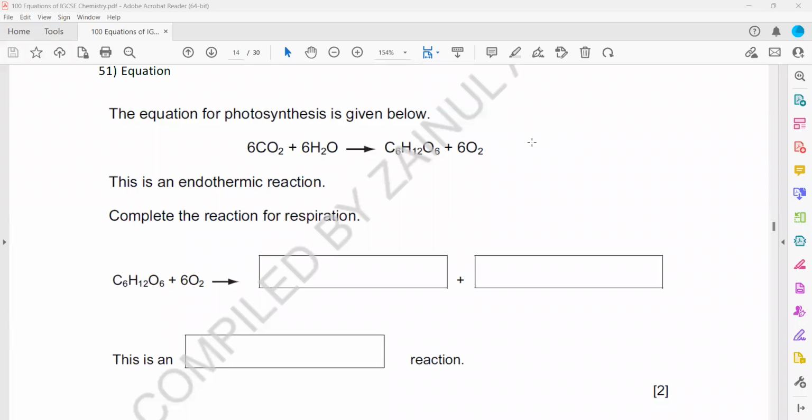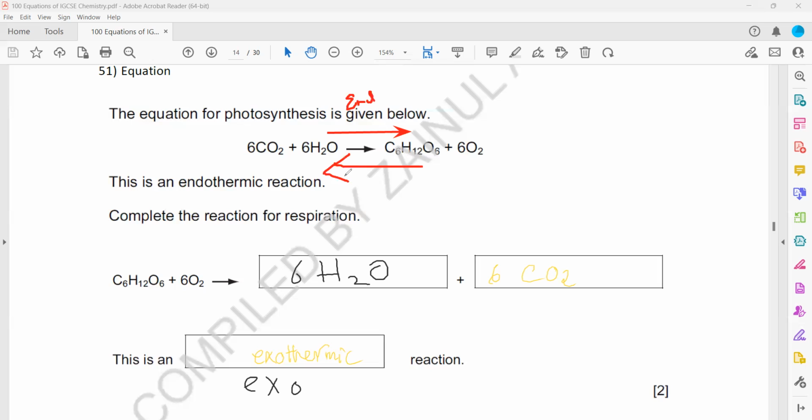Question 51, the equation of photosynthesis is given below, and this is an endothermic reaction. For respiration, first you have to complete a combustion equation, like for glucose: 6 water molecules plus 6 carbon dioxide. This is how you identify the type of reaction: the forward reaction, carbon dioxide plus water, absorbs light, so it is an endothermic reaction.